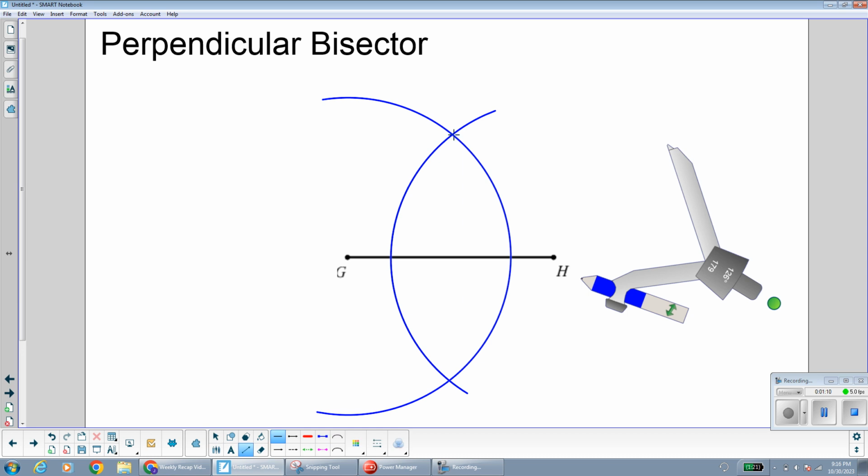We need those two intersection points. Ooh, let me draw that a little bit better with my straight edge. So right through the two intersection points, we're going to use our straight edge and we're going to draw our bisector.